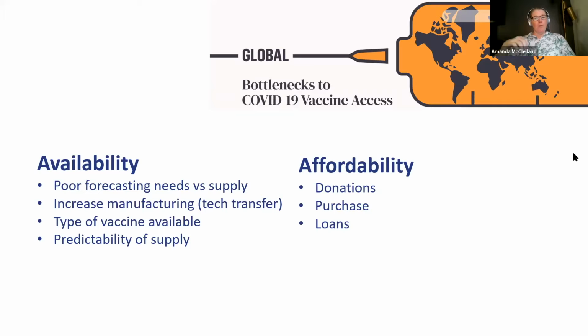So, global. We know the global bottlenecks at the moment feel insurmountable, and they're very much focused on availability and affordability. One of the biggest challenges is around poor forecasting of needs versus supply. And so we'll do a quick overview of that today. But the biggest challenge, I think, at global and down to countries, is the predictability of supply. It's very difficult to do macro and micro planning when you don't know how much supply you're going to get, when you're going to get it, and what vaccine you're going to receive.